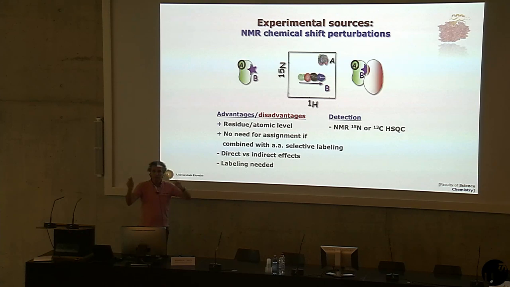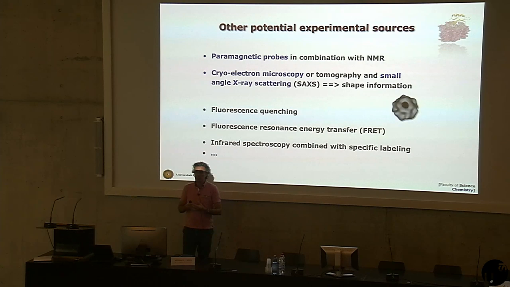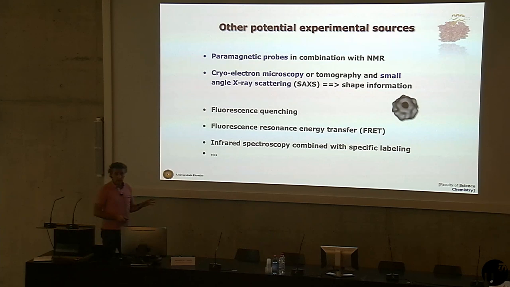More NMR, and then experiments like small angle X-ray scattering and cryo-EM, if you are still stuck at low resolution, are going to give you shape information, which is also valuable. Then you can start docking into these shapes. So this is information, and there are plenty of methods that you can use to derive bits of information.